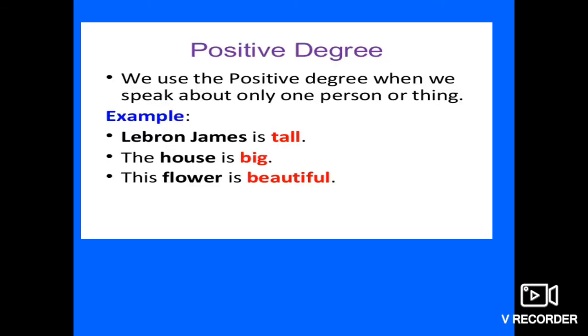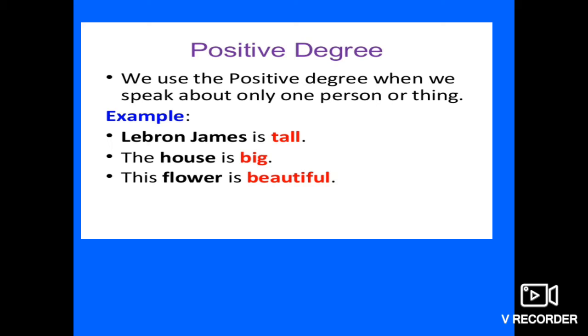Now, first one is the positive degree. And what is that positive degree? We use the positive degree when we speak about only one person or thing. Means we are simply describing a noun. That is, LeBron James is tall. The house is big. This flower is beautiful.